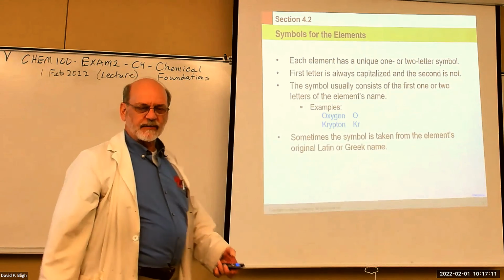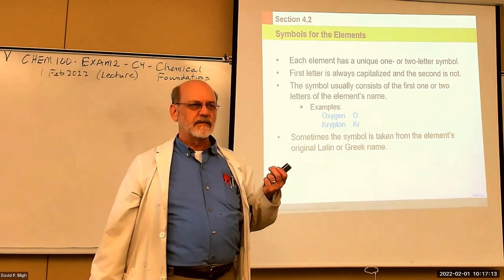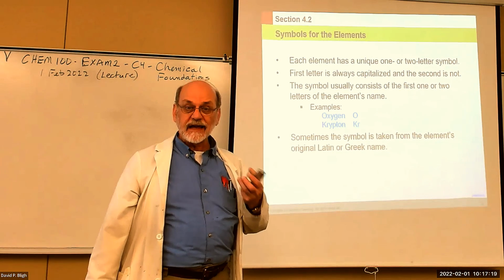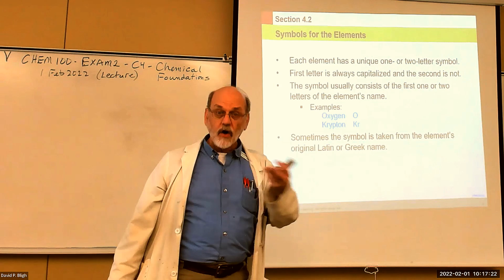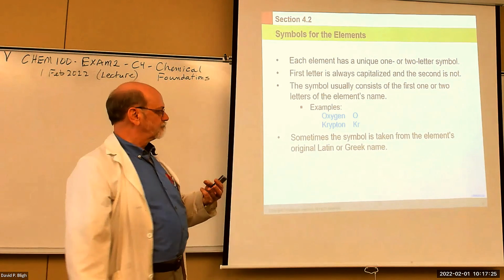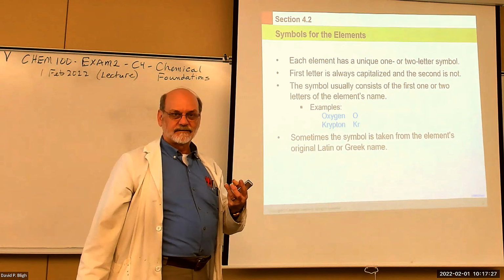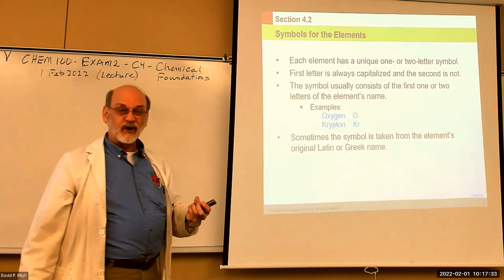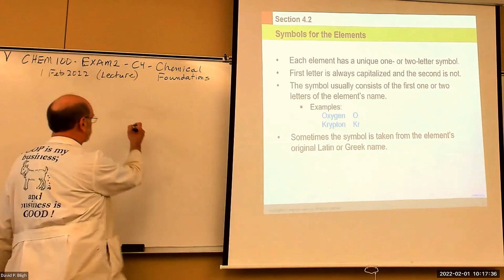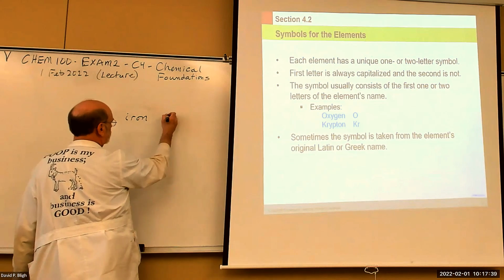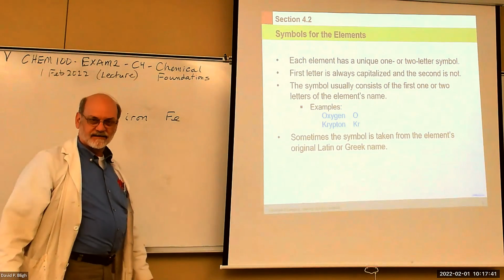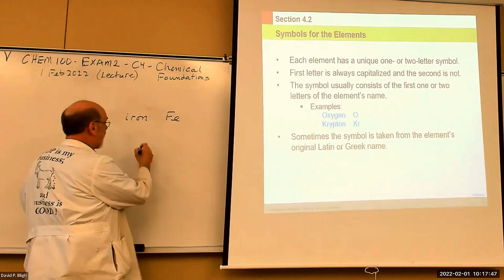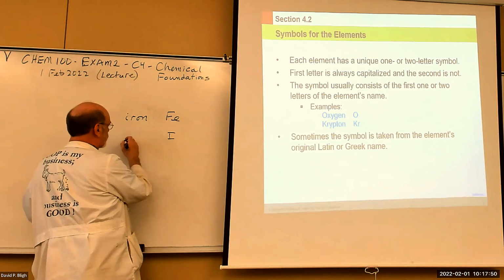Okay, now where do these symbols come from? Well, most of them can be derived from, or rationalized from English. So oxygen is O. Aluminum is Al. H is hydrogen. But there's some elements that don't fit the mold, like iron. That's Fe. Right? It's not Ir. And definitely it's not I, right? Because I would be iodine.